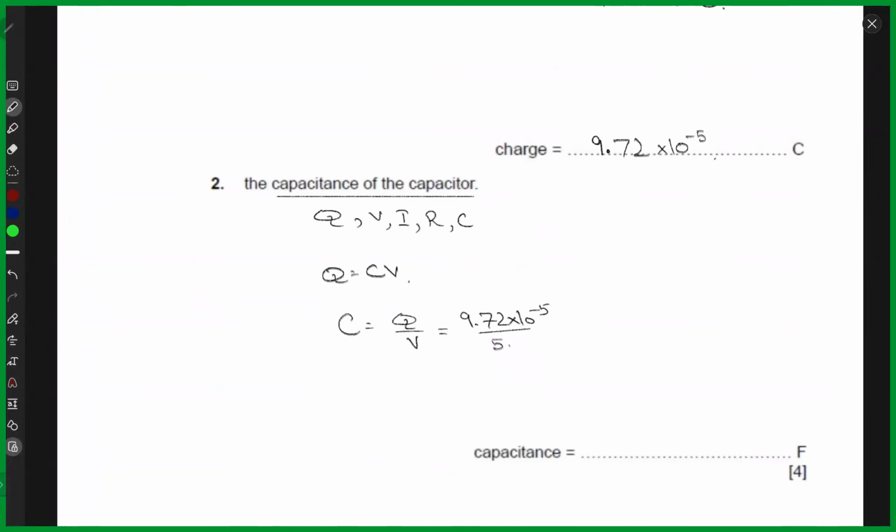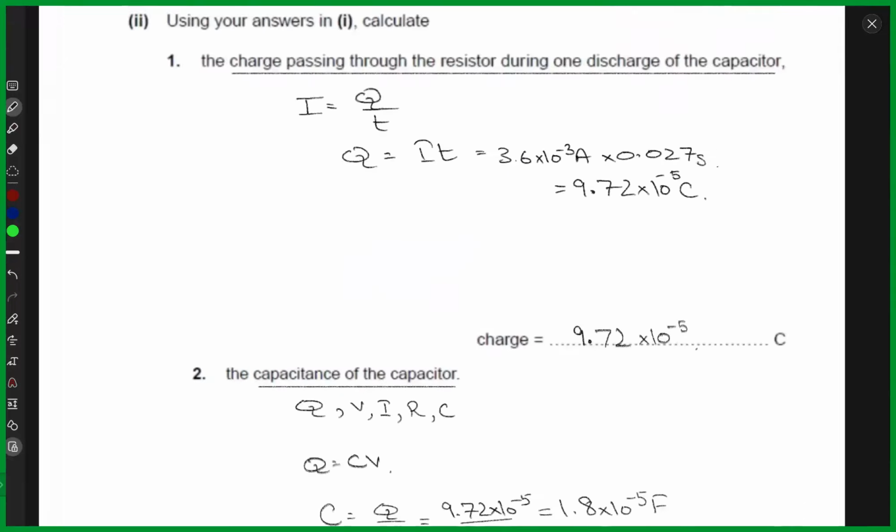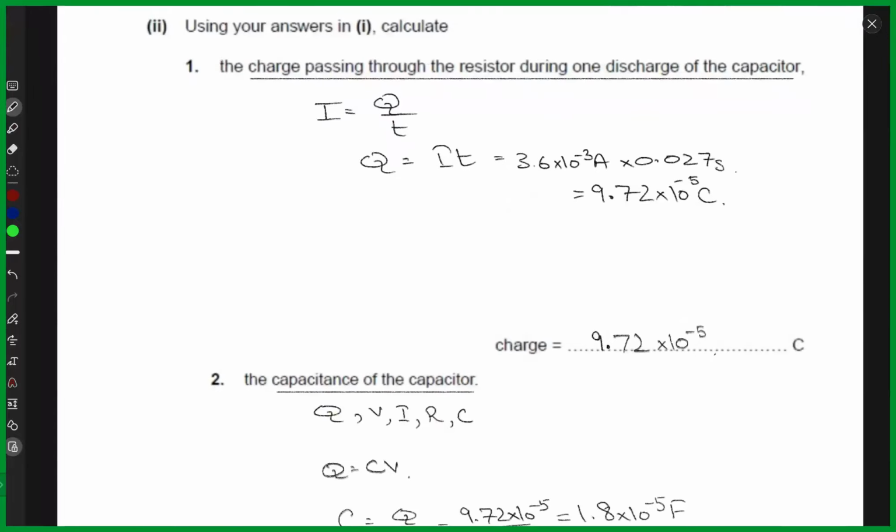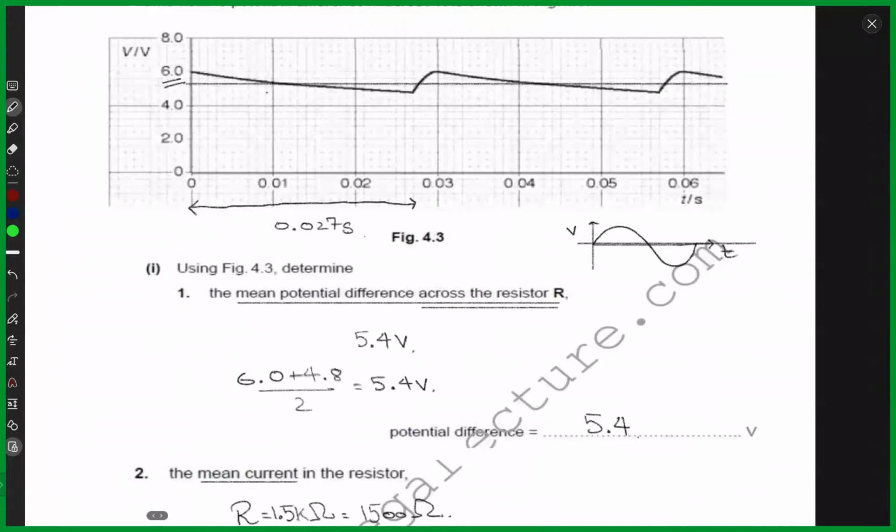So that is 1.8 into 10 raised to power minus 5. What is this? Farad. Okay, is that clear? Yes. All right. Okay.